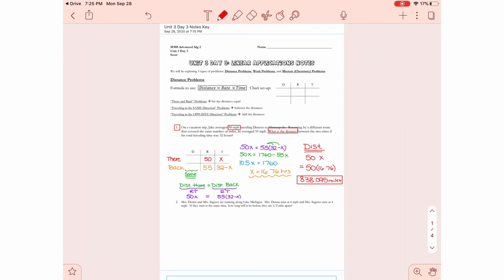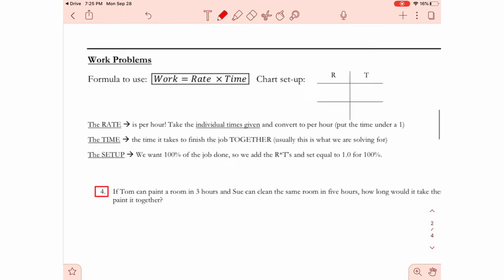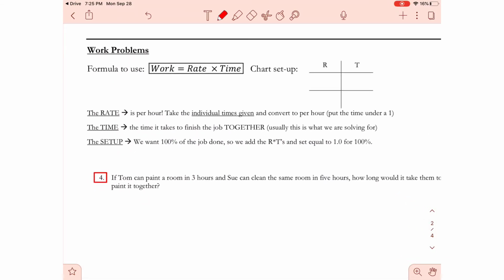The next type of problem we're going to do is called a work problem, okay? And the formula is going to sound a little familiar. It's also work equals rate times time, but the rate is a little bit different than the rate from above. So it's not going to be like a miles per hour, okay? But it's going to be a special kind of way to get it. So see if you can follow along.